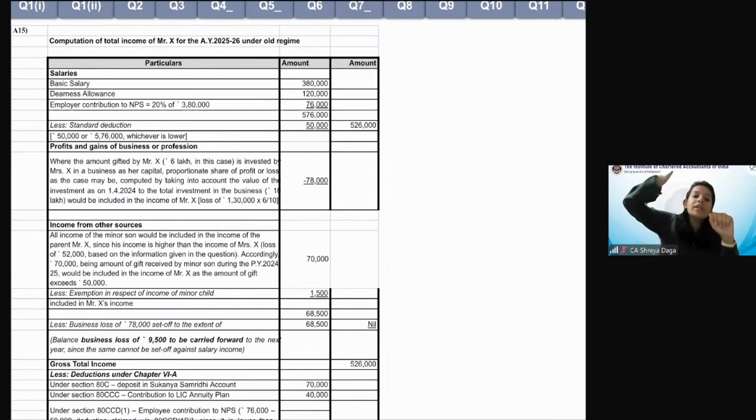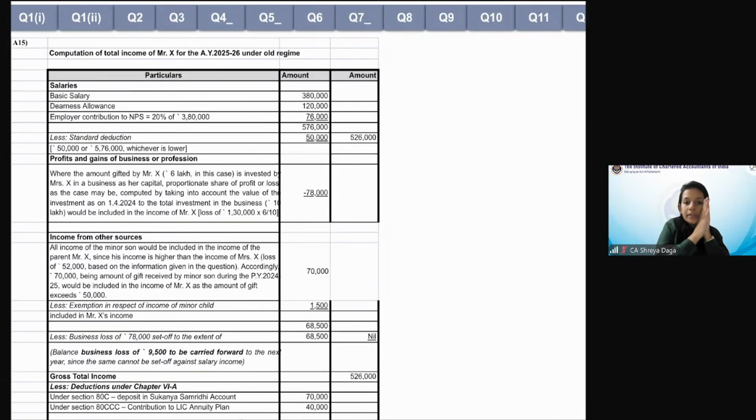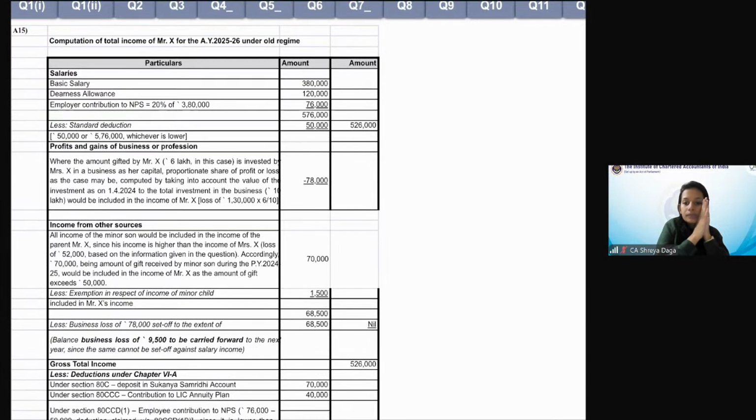Can we set off current year business loss against income from other sources? Can we set off current year business loss, which has come from Mrs. X in this case? Can we set it off against income from other sources? Can we set off current year business loss with income from other sources?